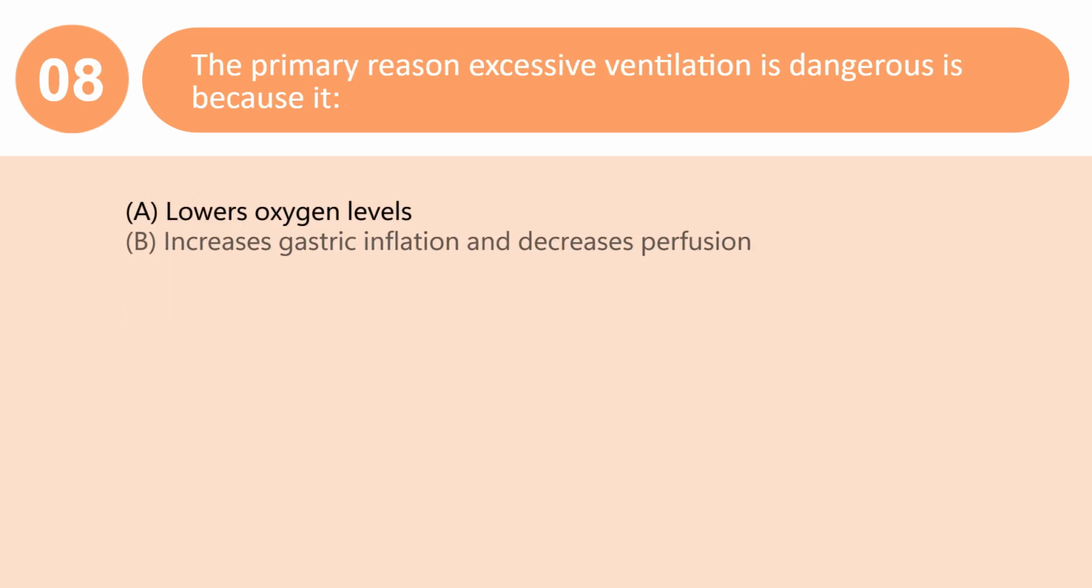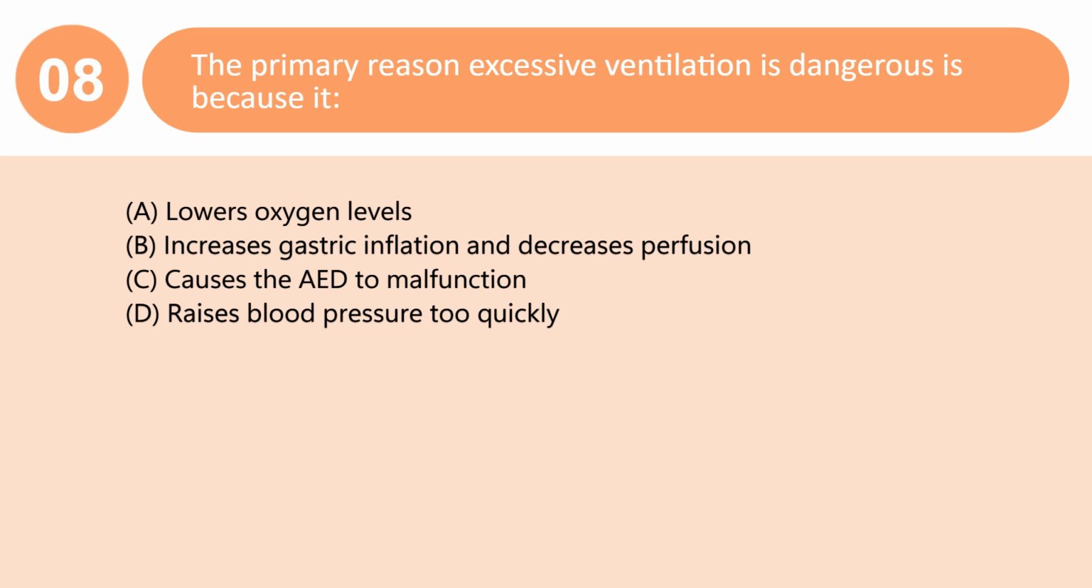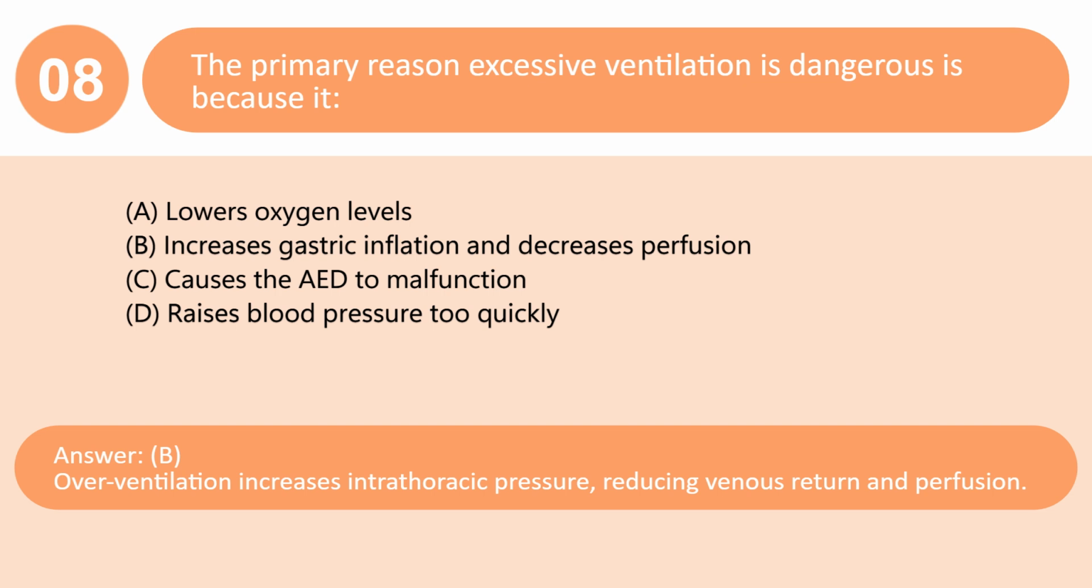The primary reason excessive ventilation is dangerous is because it: A. Lowers oxygen levels. B. Increases gastric inflation and decreases perfusion. C. Causes the AED to malfunction. D. Raises blood pressure too quickly. Answer: B. Overventilation increases intrathoracic pressure, reducing venous return and perfusion.